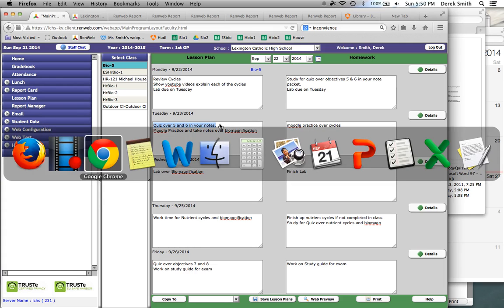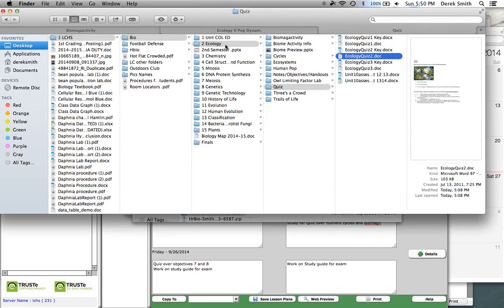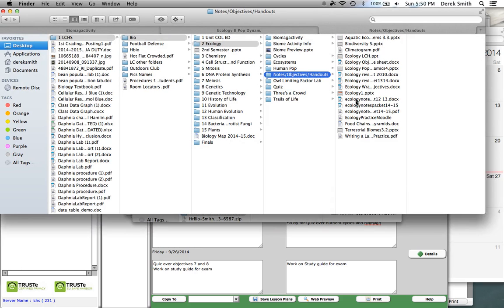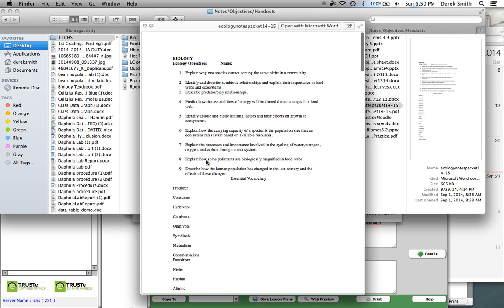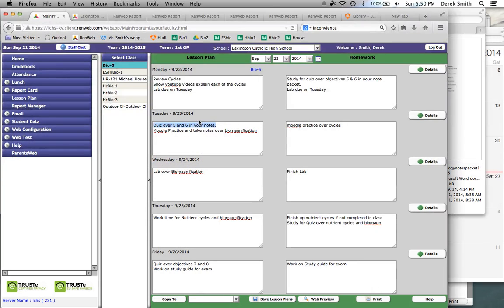If your son or daughter has notes, they should look something like this. You can see by this that they have 5 and 6 identified. Those are the two I'm talking about. They should have this in their notes, and this is also located on Moodle. So we'll be doing that.